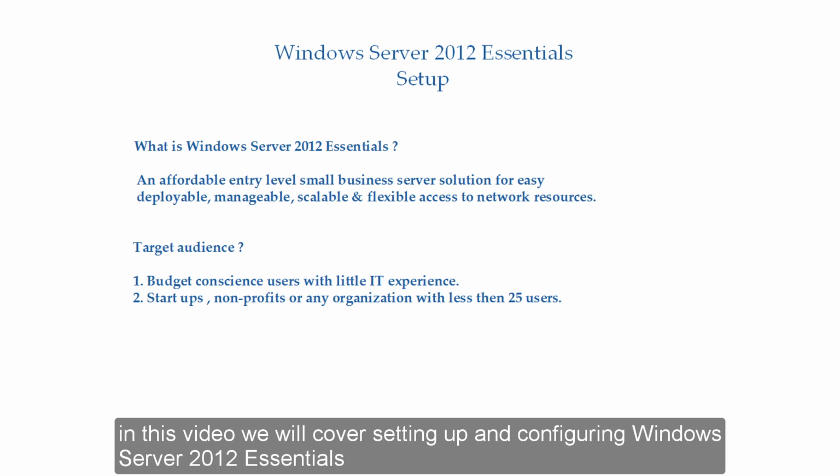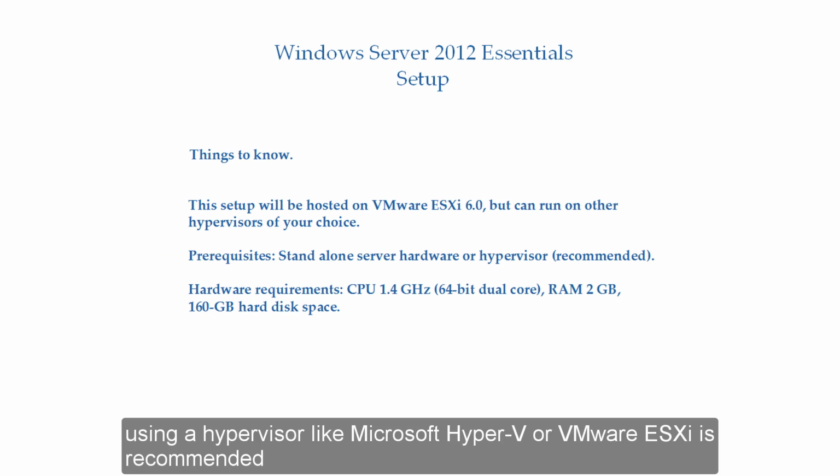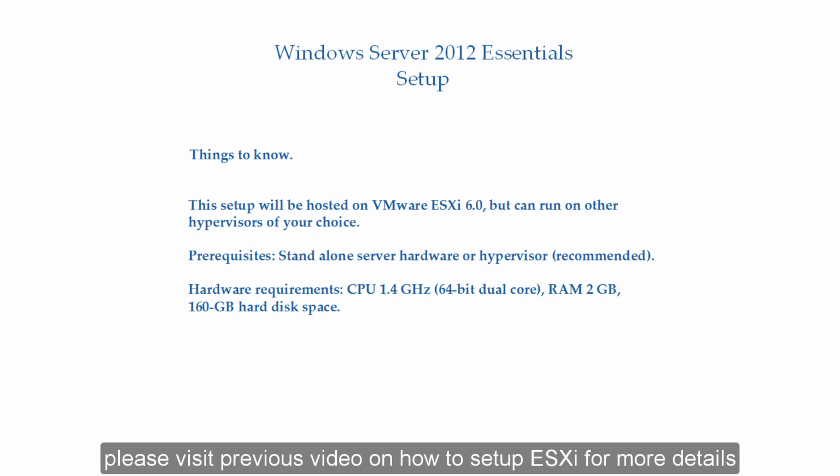In this video, we will cover setting up and configuring Windows Server 2012 Essentials. Although easy to set up at first, some tricky remote access steps will be covered as well. Using a hypervisor like Microsoft Hyper-V or VMware ESXi is recommended. Please visit the previous video on how to set up ESXi for more details.